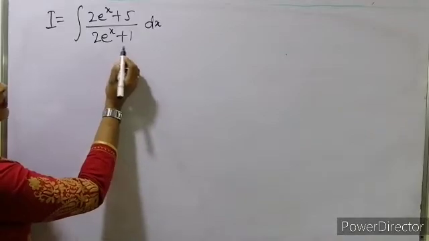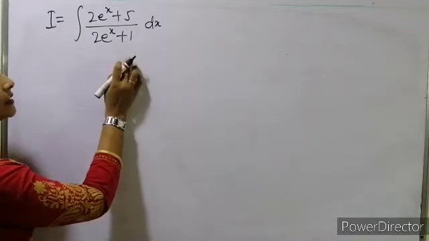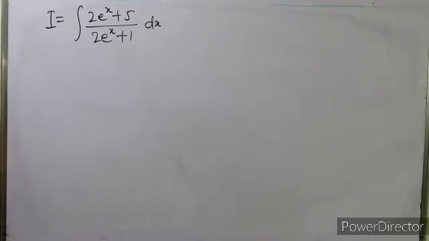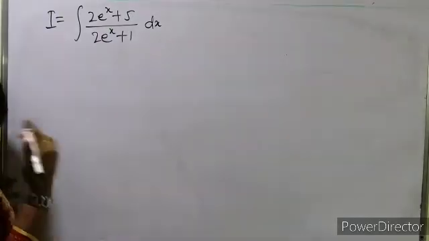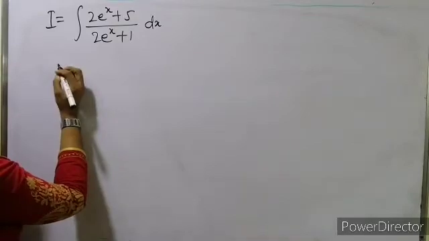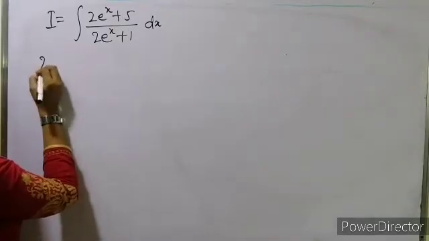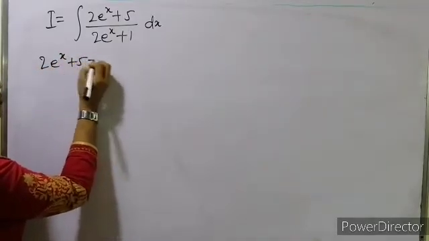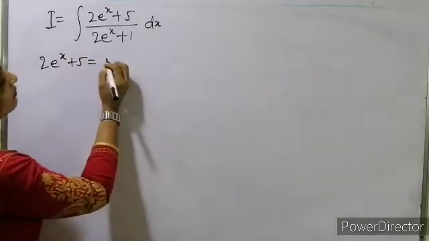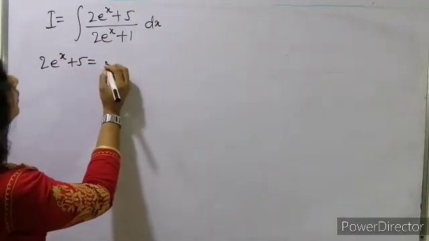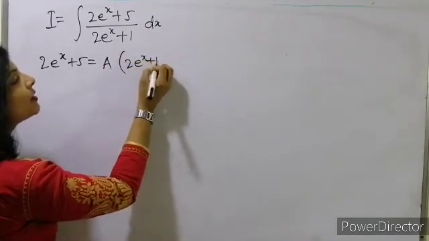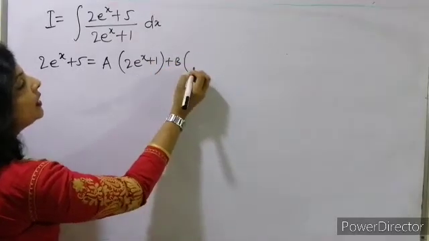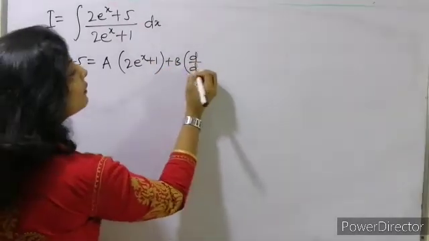So this will be our next integral: 2e to the power x plus 5 divided by 2e to the power x plus 1. Okay. So a to the power x plus b divided by c to the power x plus d के फॉर्म में हम ये है. So how we'll do this? We will first of all take numerator 2e to the power x plus 5, and that is equal to something. क्या लिया हमने? So that should be equal to a times denominator 2e to the power x plus 1 plus b times the derivative of denominator.